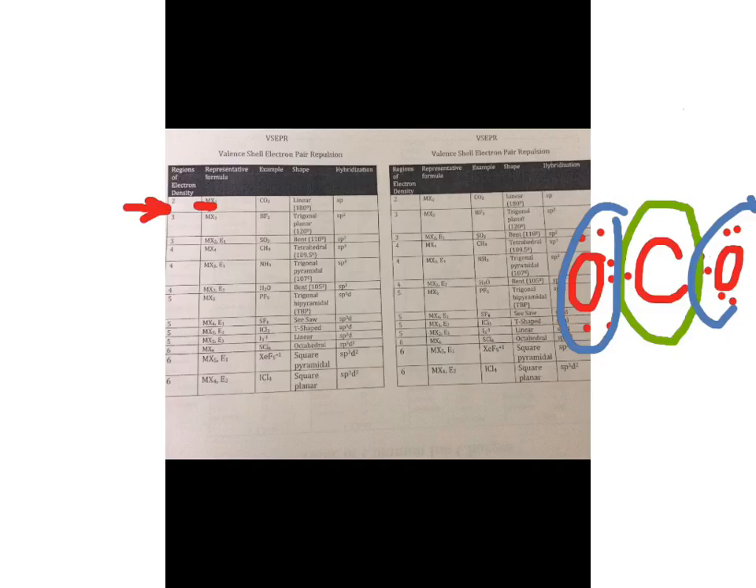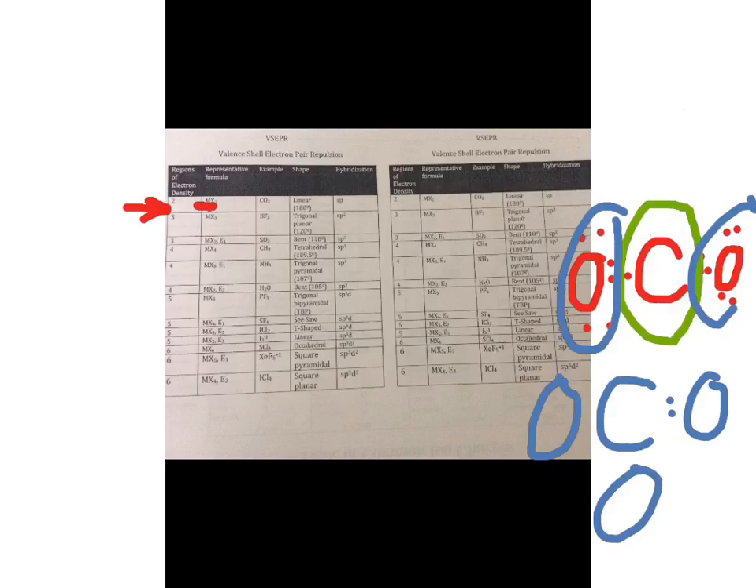So if you have 3 O's, let's just pretend like that's a Lewis structure because it's not. If you have 3 O's, that's your X's. And then your M is your C. And that's 1, so it's going to be a triangular. You just have to work with it.